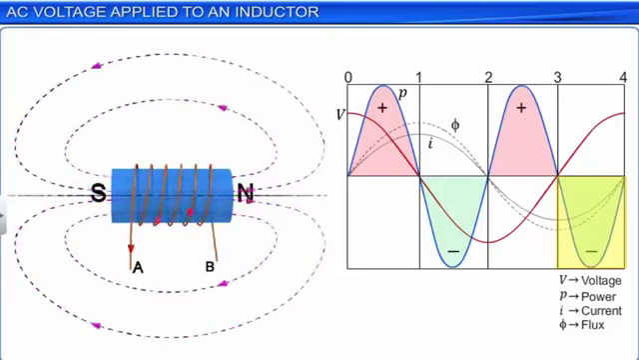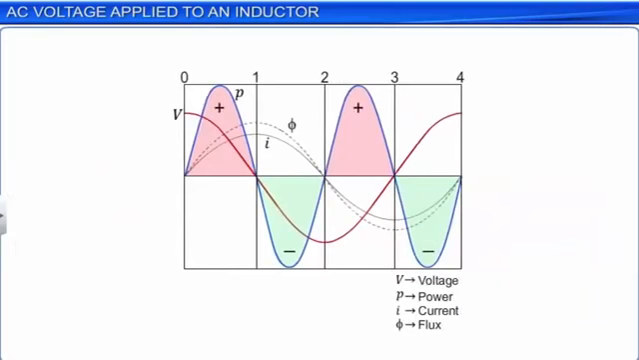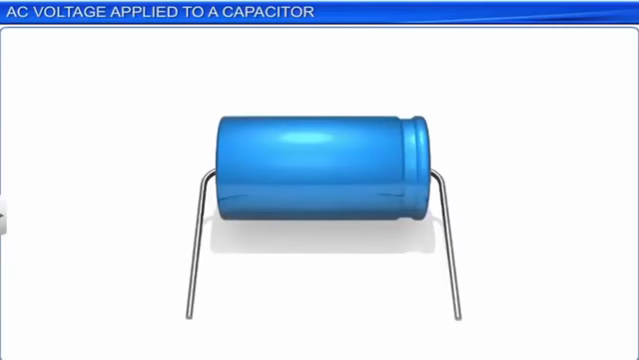This cyclic discharging and charging of the magnetic field of the inductor in reverse polarities keeps on taking place as long as there is AC current flowing through the inductor. Thus, the instantaneous power in the inductor is positive when both the instantaneous voltage and the instantaneous current are positive or both negative, and the power is negative when either the instantaneous voltage or the instantaneous current is positive and the other negative. A capacitor is a device that can store a charge.